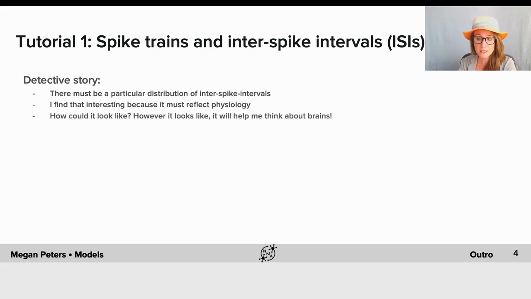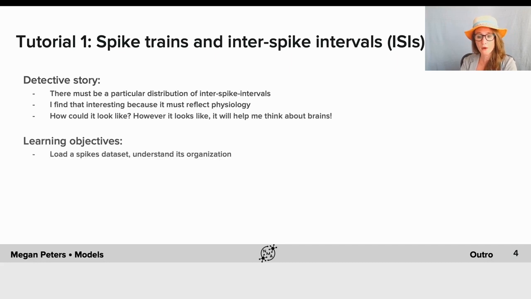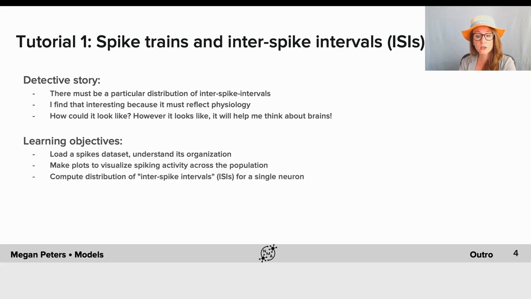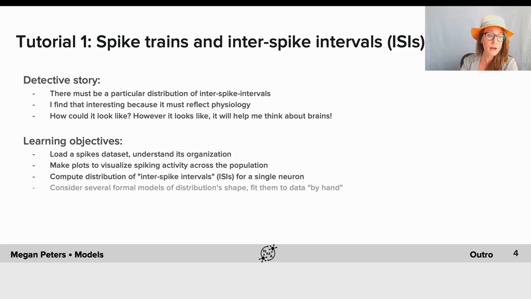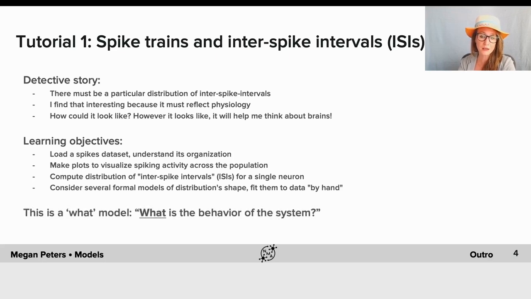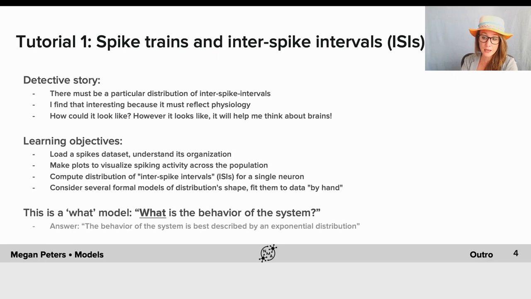And so in this investigation, we learned how to load the spike dataset and figure out its structure. We learned to plot it and visualize the spiking activity across the population of neurons. We learned to compute the distribution of interspike intervals. And then we tried out a few functions to fit them to the data and see which one described the data the best. So in a nutshell, this model asked, what is the best description for the behavior of this system? And the answer was that a specific model fit better than another one.